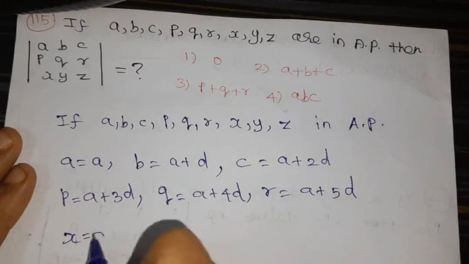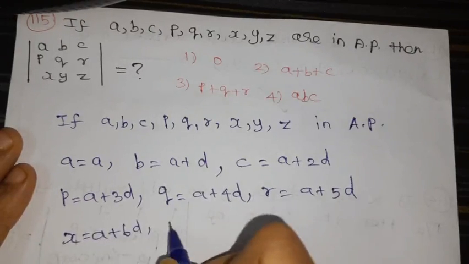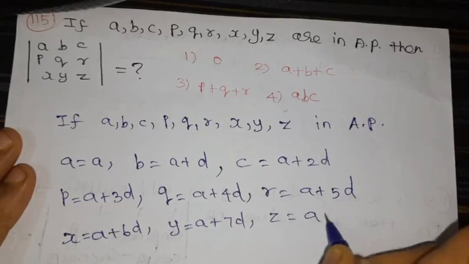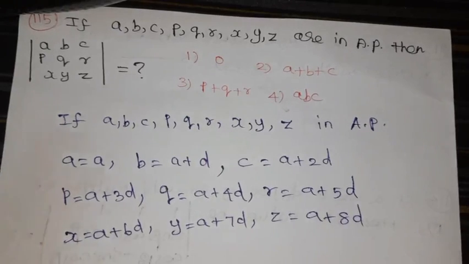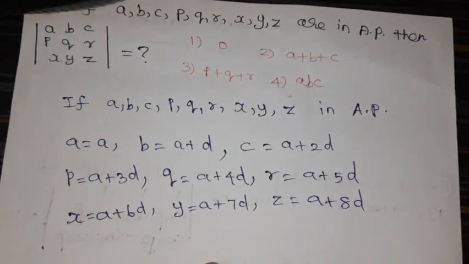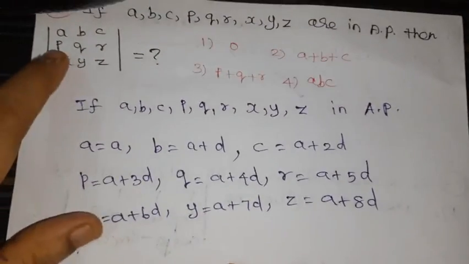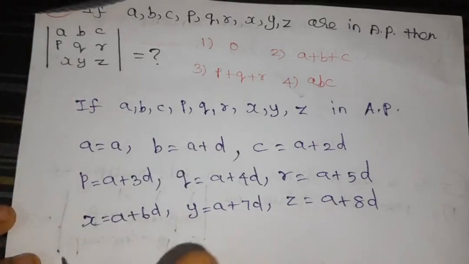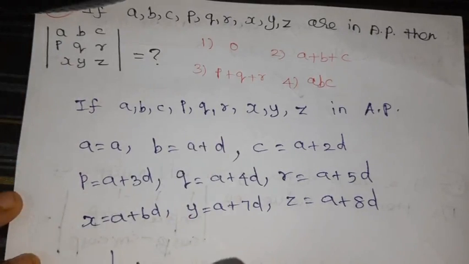X equal to A plus 6D, Y equal to A plus 7D, Z equal to A plus 8D. So this is the arithmetic progression. A should be A, then B equal to A plus D, A plus 2D, 3D, 4D, 5D up to n value. So just substitute here in place of A, B, C and all these. We will substitute this value. What we will get?